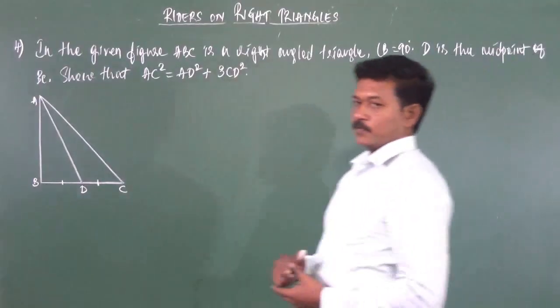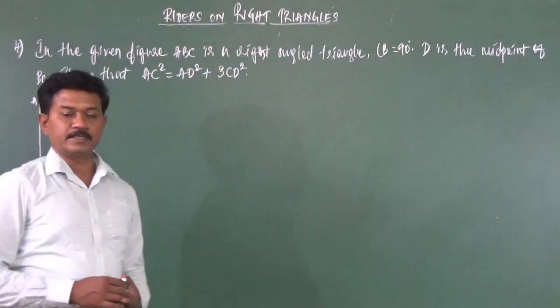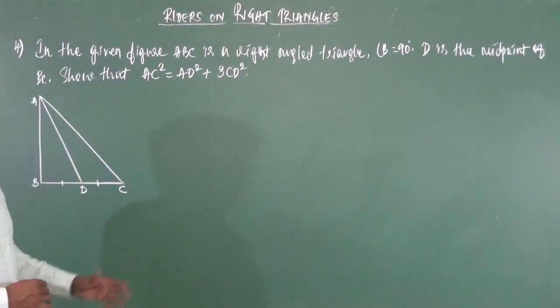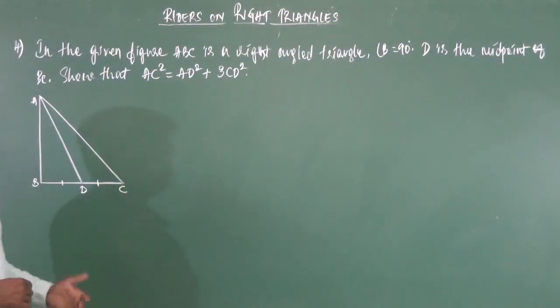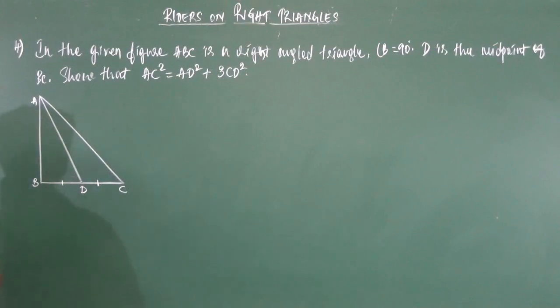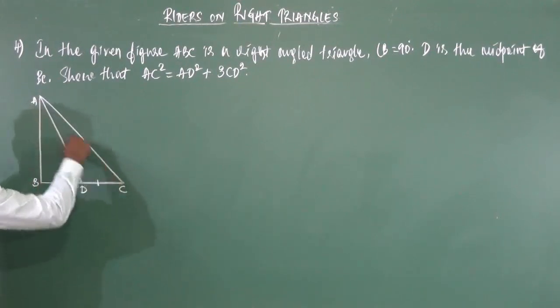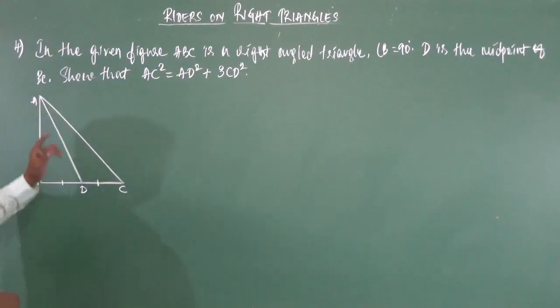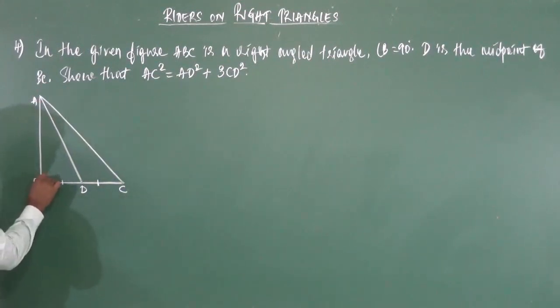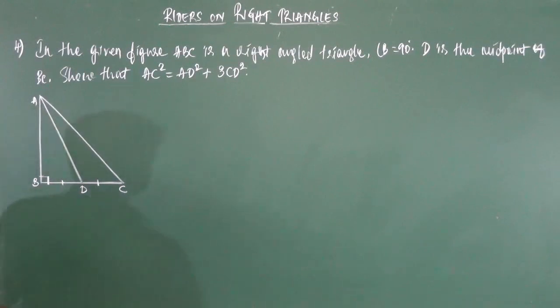Let us get into the 4th problem, which is again a very important rider on 2 marks, which was asked in one of the CBSE examinations. In the given figure, ABC is a right angle triangle. Angle B is equal to 90 degrees, so we will mark it.